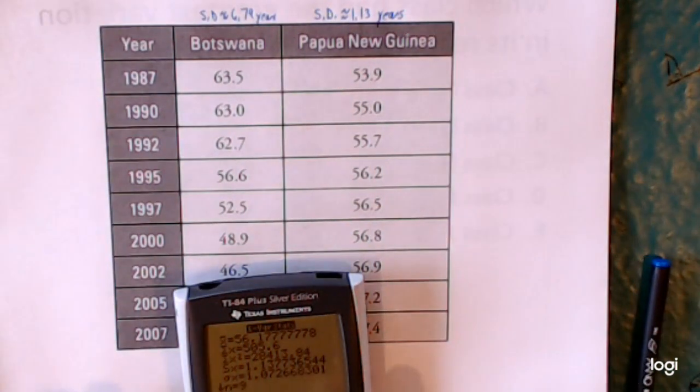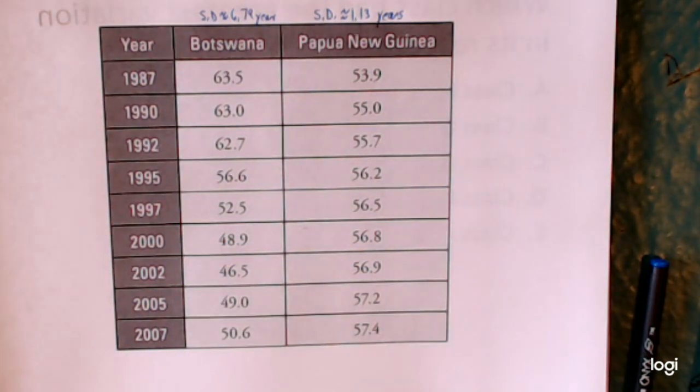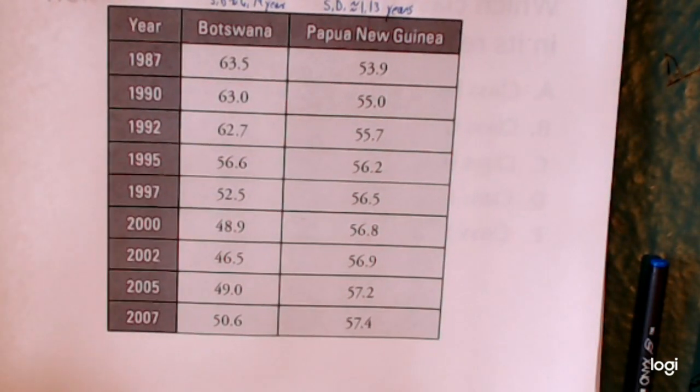And remember the whole point of this, right? The whole point was trying to find a numerical measure of consistency. So what this says, the standard deviation is roughly the square root of the average squared deviations from the mean. For Botswana it is 6.79, and for Papua New Guinea it's 1.13. Again, it's a measure that says the observations for PNG are much closer to the mean on average than those for Botswana. So that's what the standard deviation is telling us.